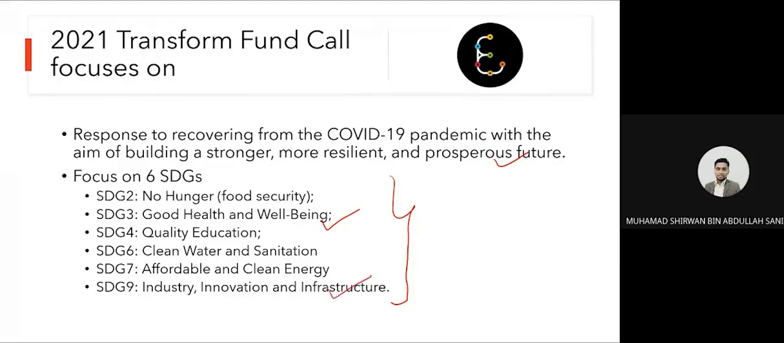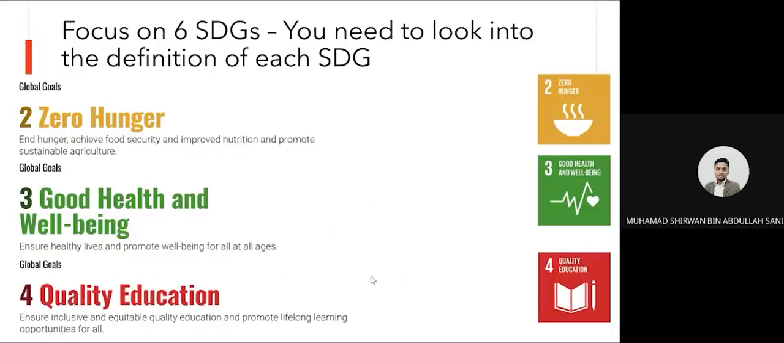Okay, so for information, at the end of this presentation, I will show you the website of the ISDB, so we can see how the grants look like, how my application looks like in the system. Okay, so even though we are talking about the 6 SDG, the ISDB already highlighted which one that you should focus on.